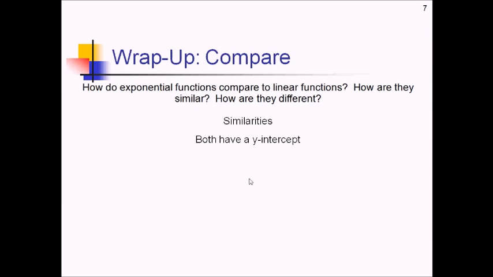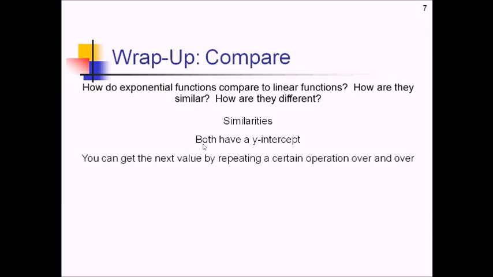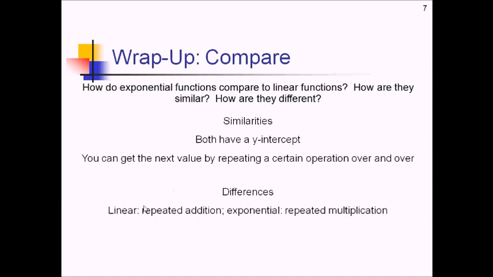Another similarity is that they are both the result of repeating a certain operation over and over again. Whatever next value you're going to want, you can do the same operation and just keep getting the next value. Now for some differences. That repeated operation is different between the two of them. With linears, you have repeated addition. With exponentials, you have to repeatedly multiply.